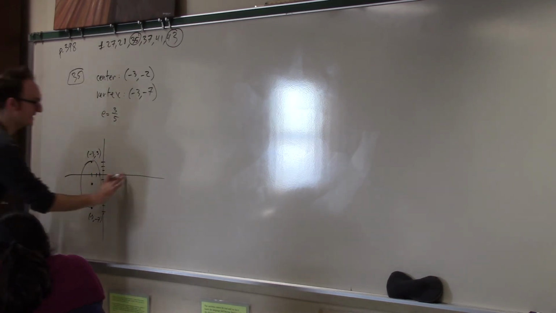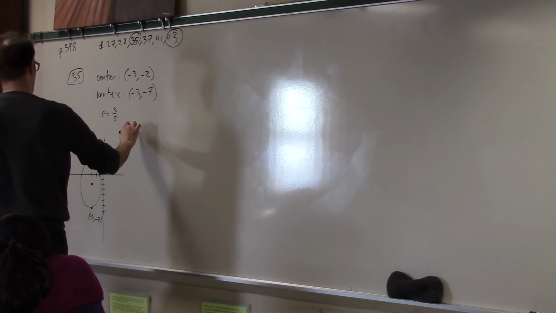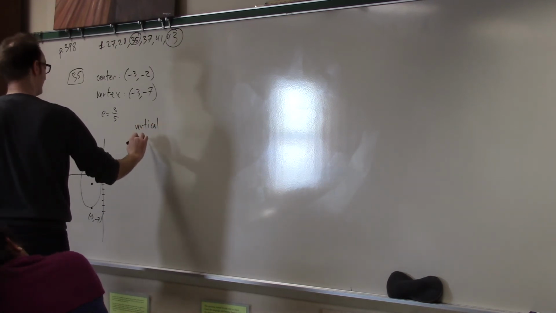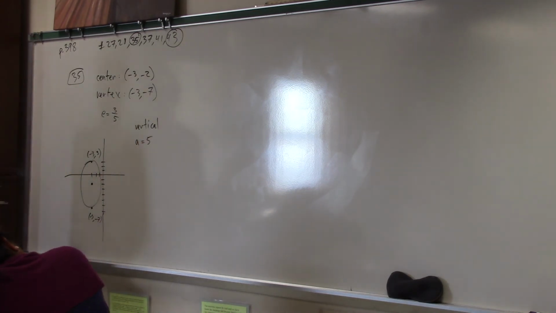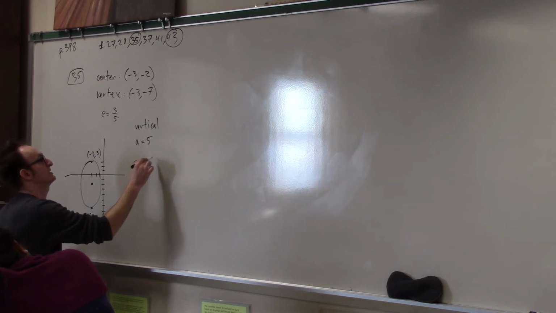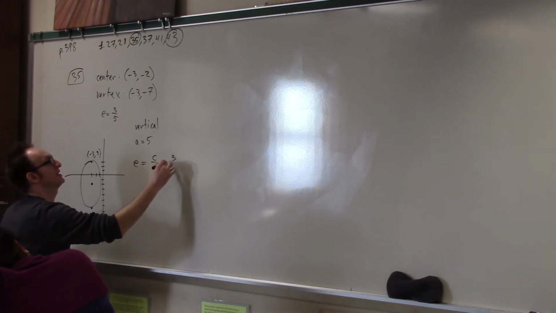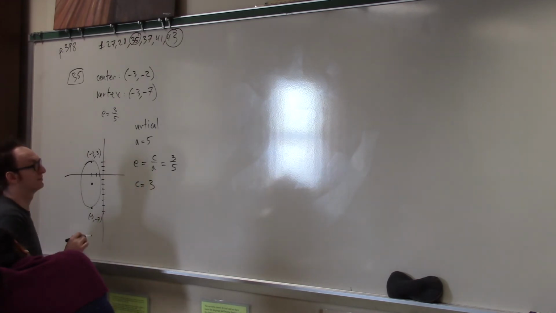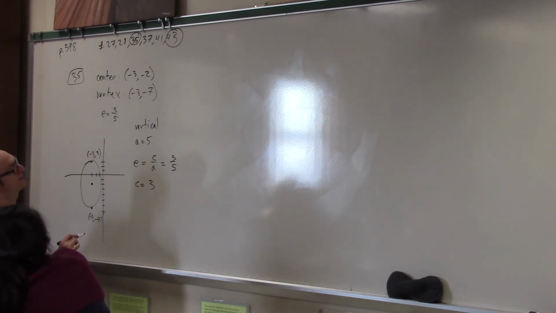So basically I know that this is going to be vertical. I know that a is 5. And I know that the eccentricity, oh, this is easy, because the eccentricity is c over a. So if c over a is 3/5 and a is 5, then c must be 3. Did I screw up? No, I think it's right.